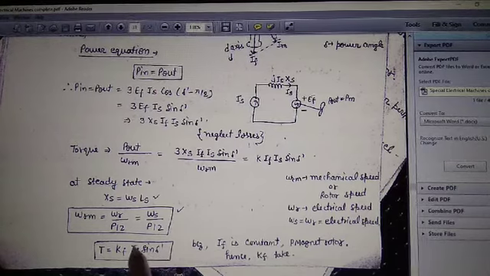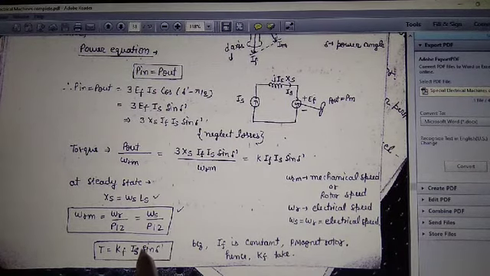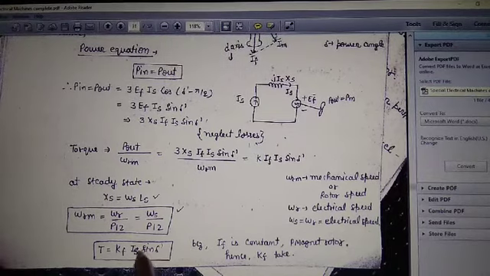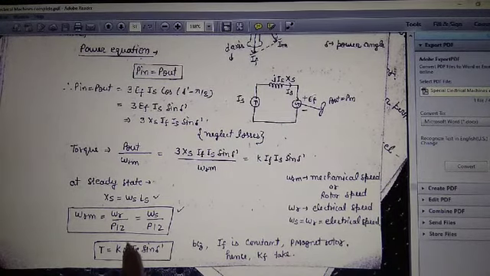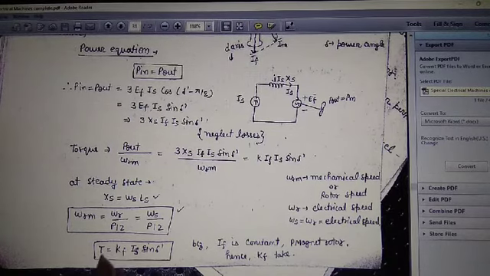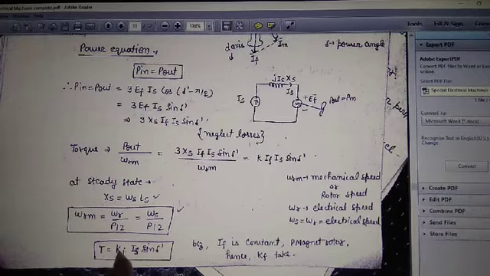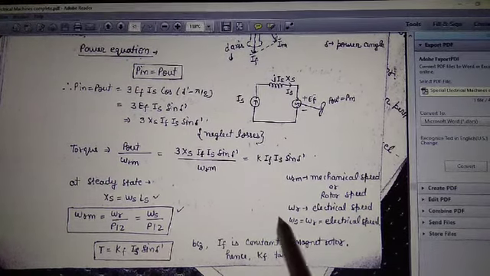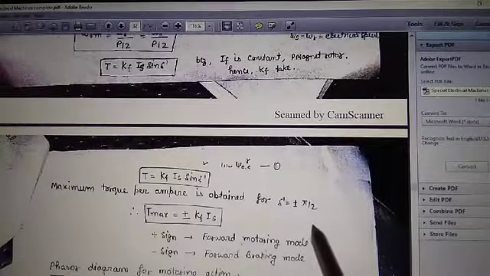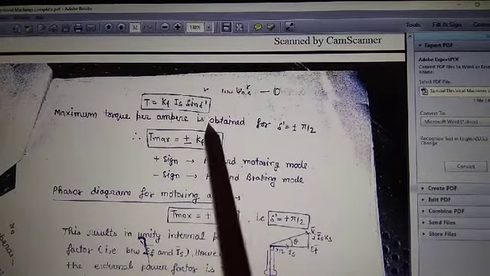Here we use on the rotor a permanent magnet, that is your fixed part. So I_F also is in constant form. So I_F is taken as a constant, that's why torque equal to K_F into I_S into sin delta prime. So this is your torque equation: T equal to K_F I_S sin delta prime.